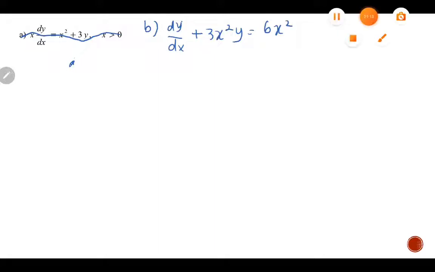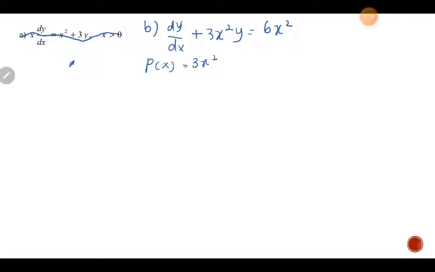Okay. B pula, function kita adalah B ni. Okay, B saya salin je lah. dy over dx tambah dengan 3x square y equals to 6x square. Okay, so luckily this one is already in the standard form kan. So px kita sama dengan 3x square. Okay, boleh nampak dengan jelas our px is equals to 3x square.